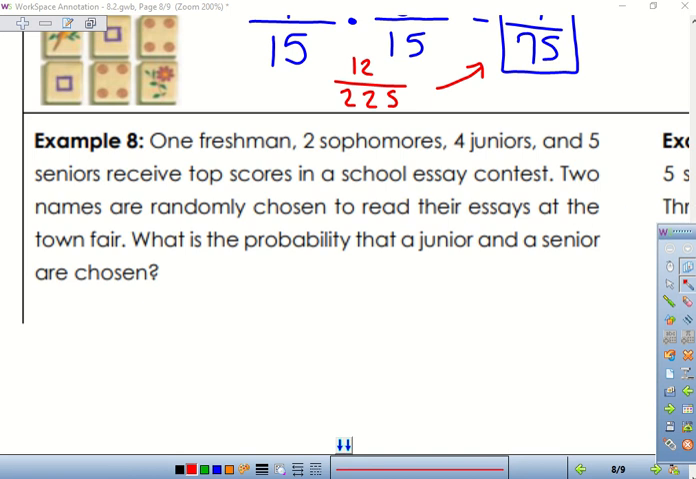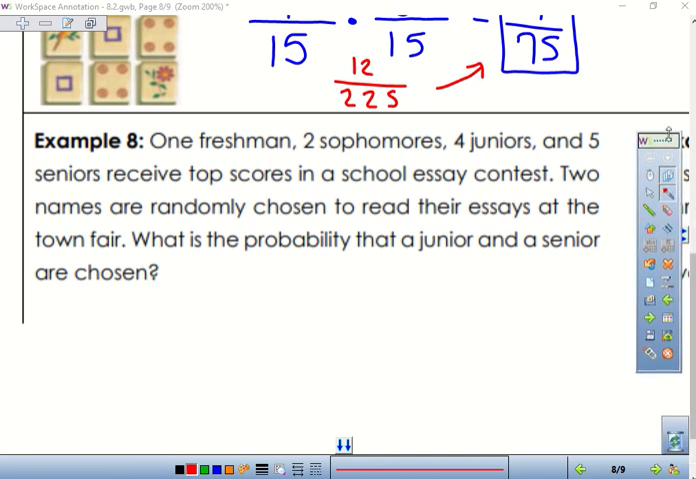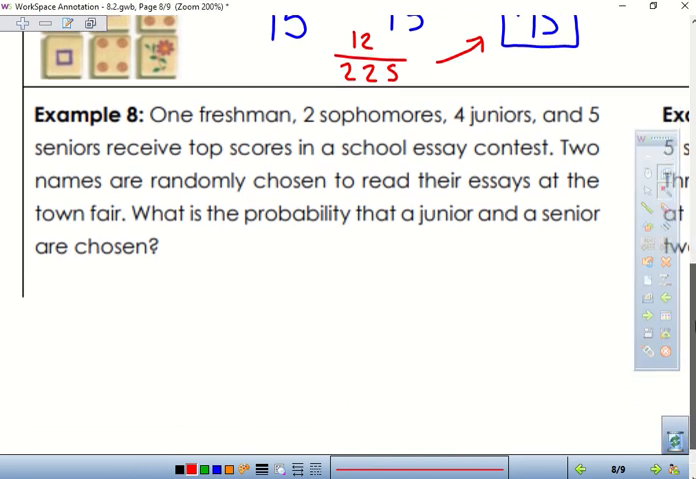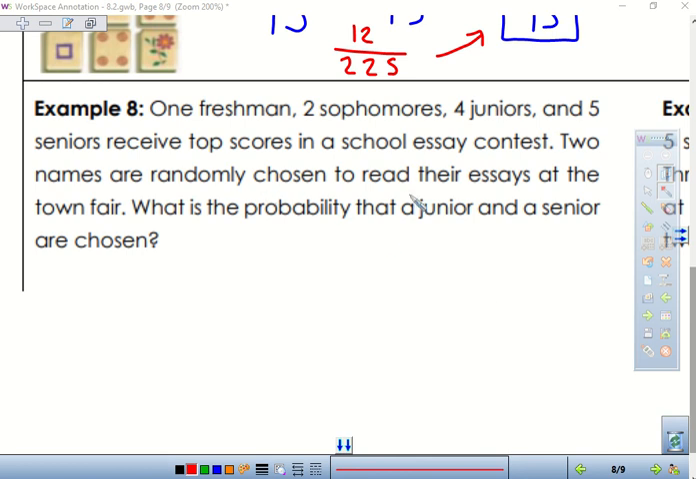1 freshman, 2 sophomores, 4 juniors, and 5 seniors received top scores on a school essay contest. 2 names are randomly chosen to read the essays at the town fair. What is the probability that a junior and a senior are chosen? Okay. So, what's the probability of first choosing a junior? Good. But then, it's 5 out of 11.